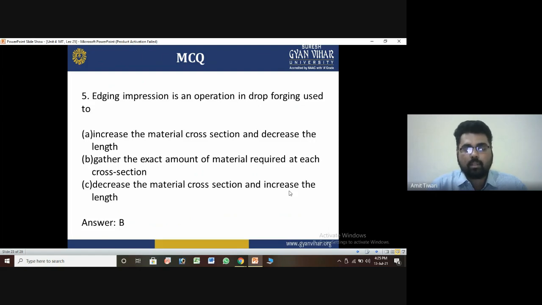Fifth question: an edging impression is an operation in drop forging used to: A, increase the material cross section and decrease the length; B, gather the exact amount of material required at each cross section; and C, decrease the material cross section and increase the length. The correct answer is B. We can say that the edging impression is an operation in the drop forging process which is used to gather the exact amount of material required at each cross section.